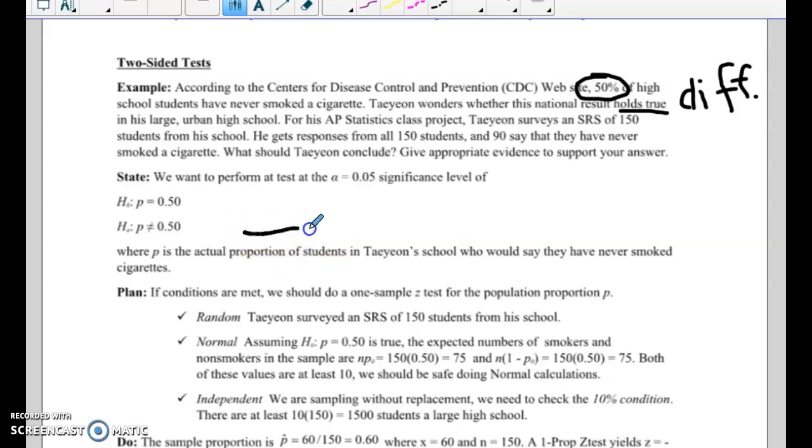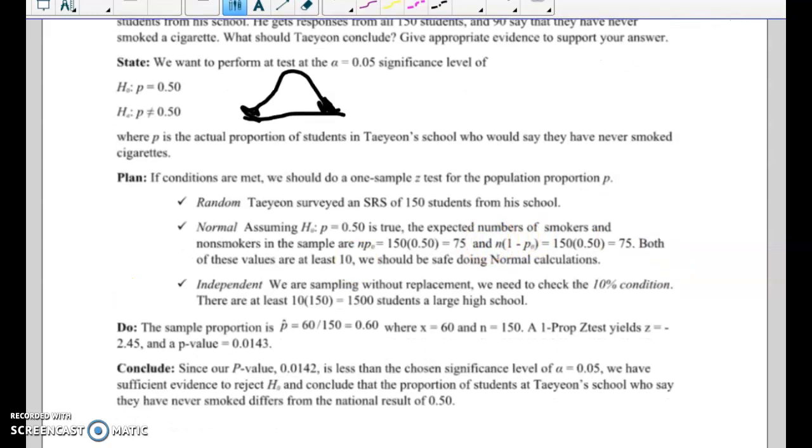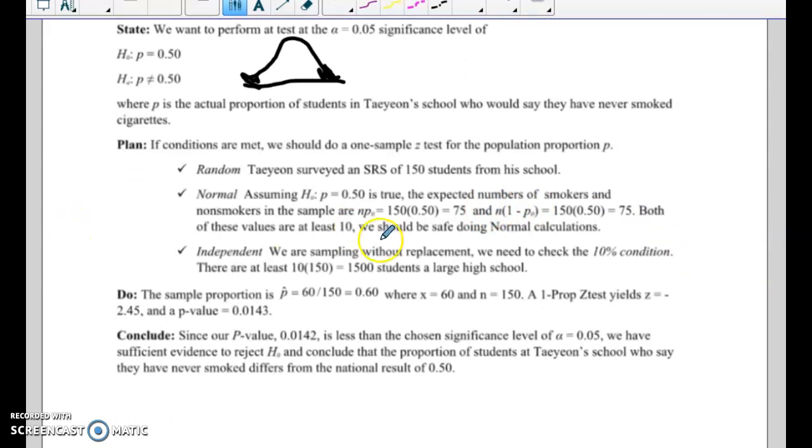And what that means for our test, if we go to calculate a p-value, we're going to calculate two tails. We're going to see, well, this plus this, is it unusual? Let me go to my conditions. So here are my conditions, random, normal, independent. They all are met here. Nothing new with conditions. And then the do, I'm going to show you a do in both ways.